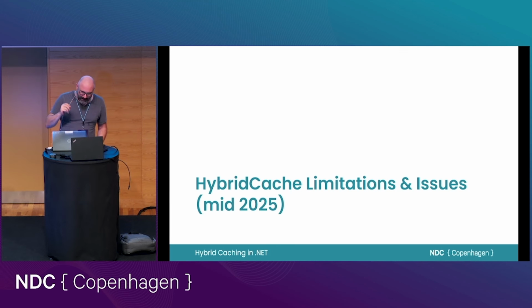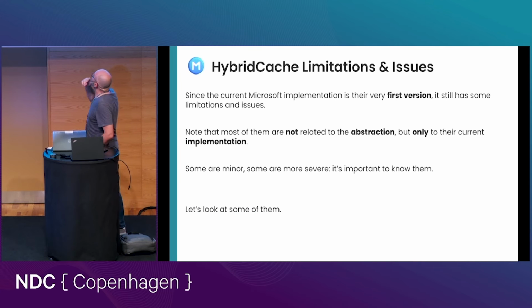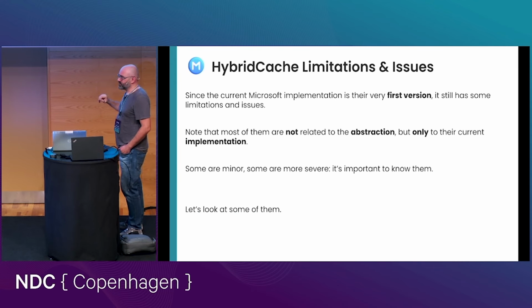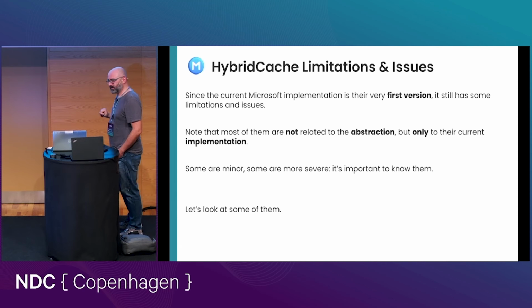Now, all is cool, but there are some limitations and issues. And I say this mid-2025 because this is for now. If you're using or are planning to use HybridCache, meaning the Microsoft implementation, this is important because you may be surprised by some of these. Some are limitations and some are more like issues. Some are light and some are, I would say, more severe. And I think it's important to know them to avoid surprises maybe in production. Of course, it's their first version. It's a monumental task to make a multi-level cache, so okay, it takes some time. But again, you need to know them.